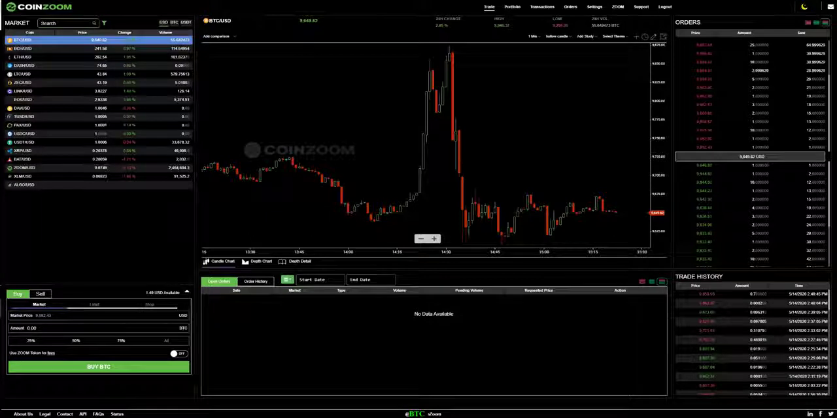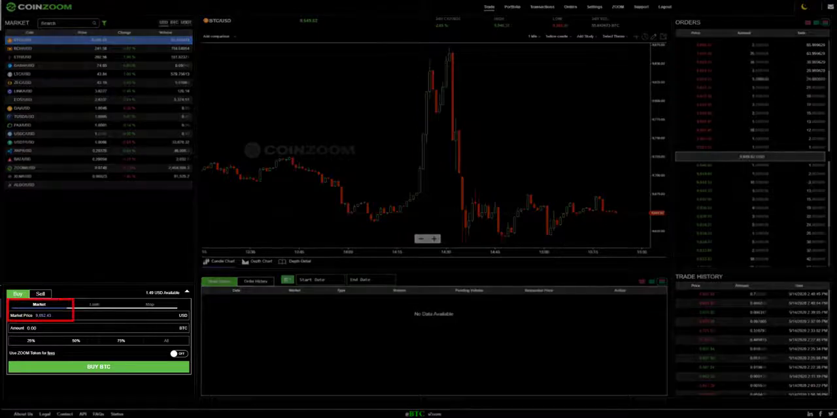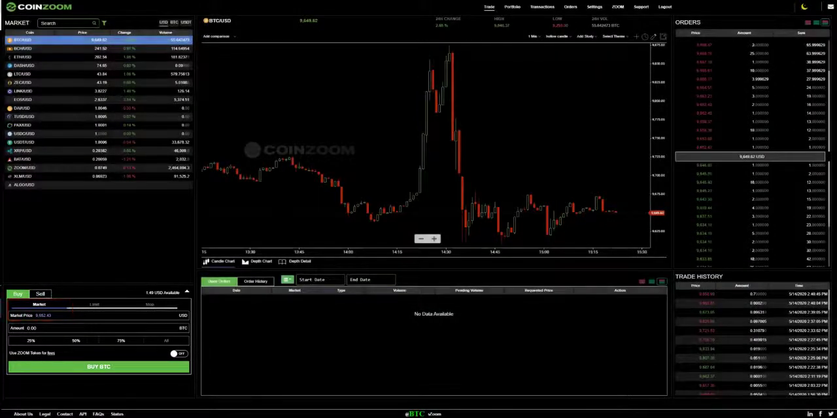CoinZoom Exchange has a few different options to strategize your trading experience. For a straightforward trading experience, just make sure that you are trading under the market column. A market order is an order type that executes immediately against the best price available. This is a basic fundamental trading option.